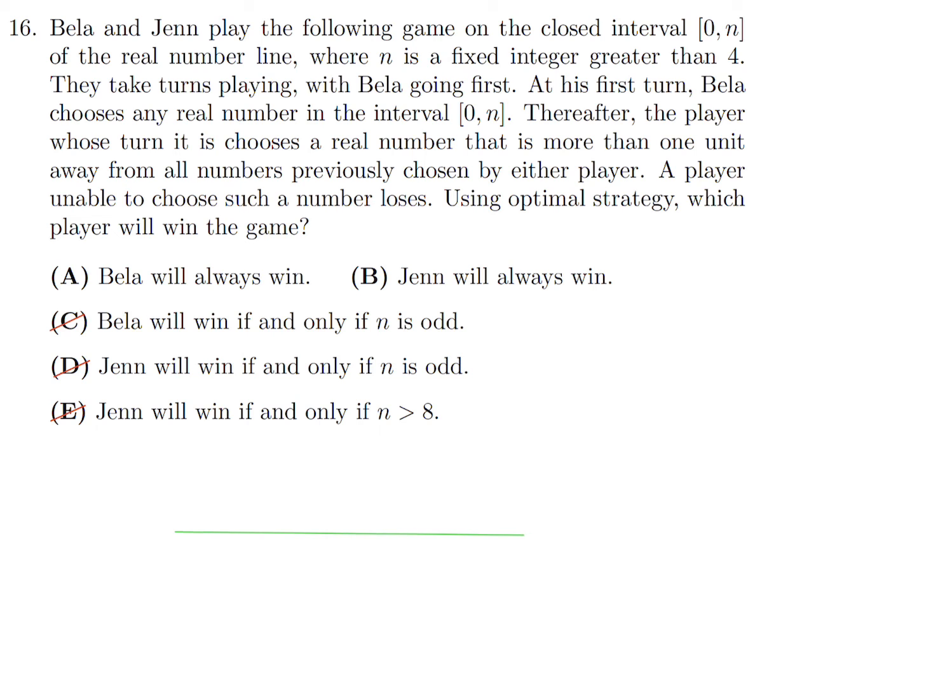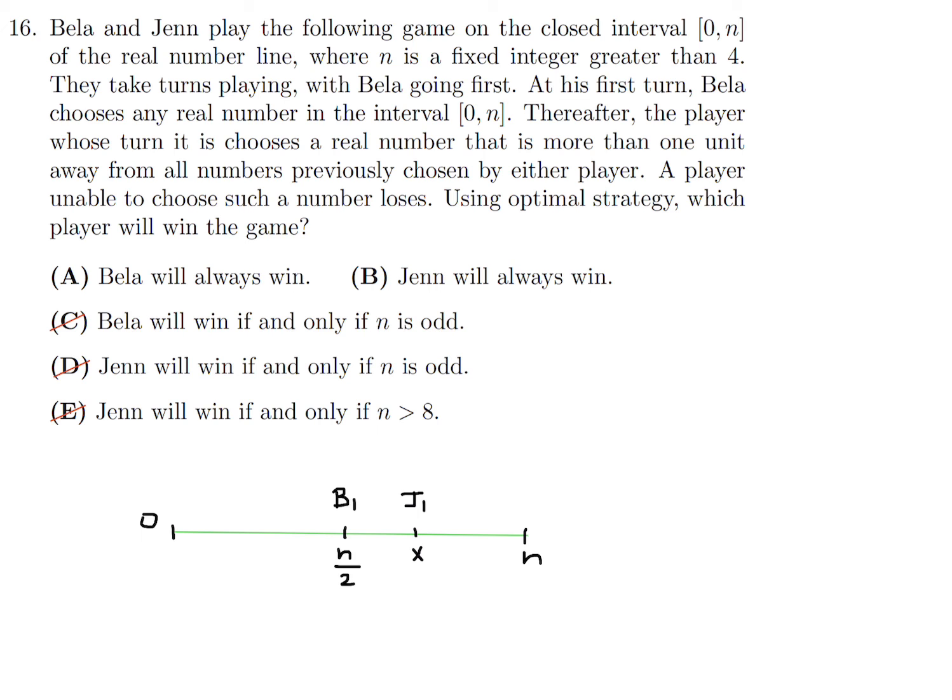So when we create a number line, and we have, let's say, 0 and n, and Bella goes first, right? Then to optimize the strategy, Bella will choose a number that's exactly half, to maximize her chance of winning. So that's where she chooses. That's the first number. And then the next one, of course, is Jen. Jen will choose somewhere, we don't know where. So here's Jen, and let's just say that is a number x.